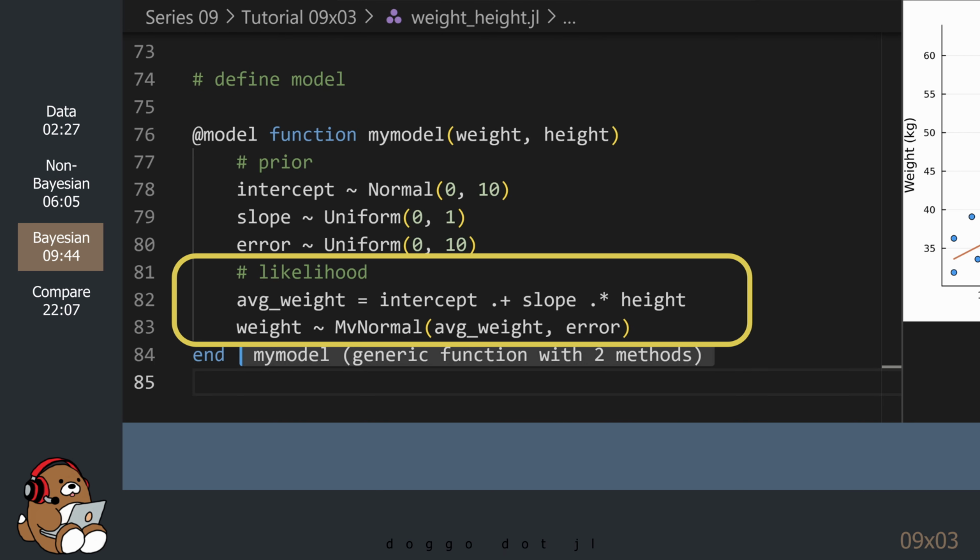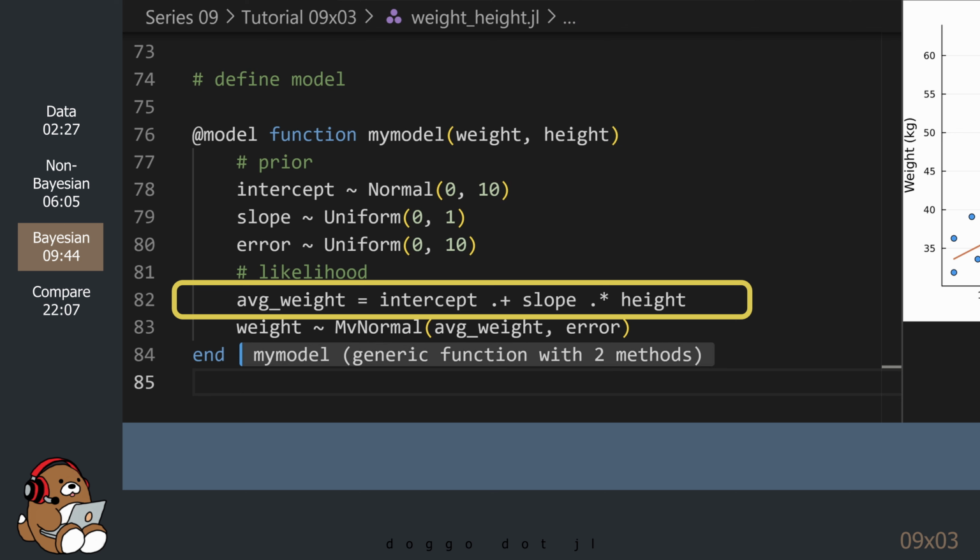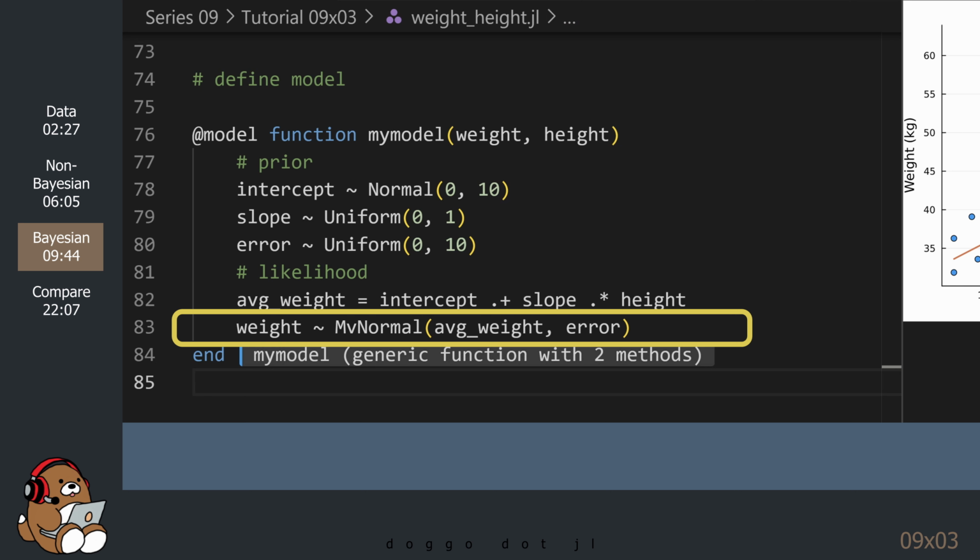For the likelihood, we have two lines. The line for the average weight is called a deterministic function, since it uses an equal sign as opposed to a tilde. This is just the equation for a straight line. That last line in the model is our belief about the distribution for the likelihood.